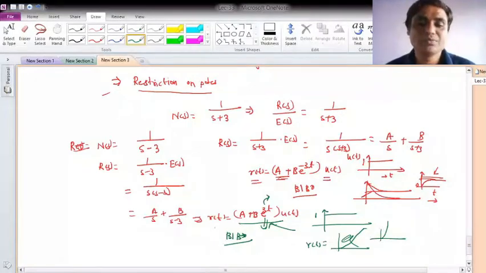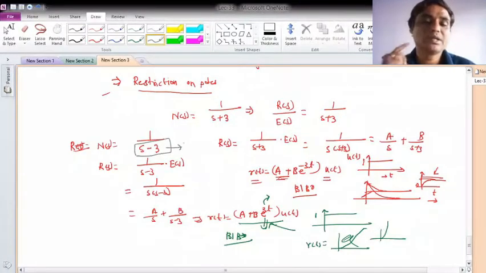If the network doesn't satisfy the bounded input bounded output criteria, it means that for that network or circuit, this 1 over s minus 3, the pole I got is lying on the right hand side. That network is not stable, that network is unstable, and this is the reason that the poles must lie on the left hand side of the S plane.